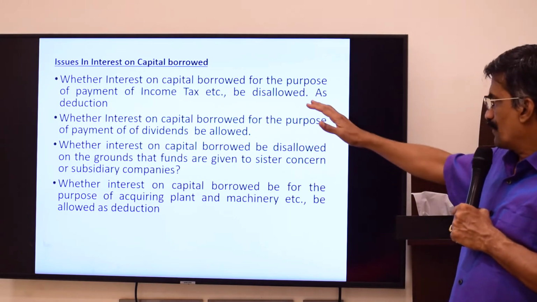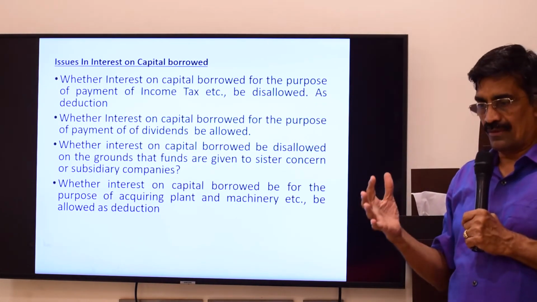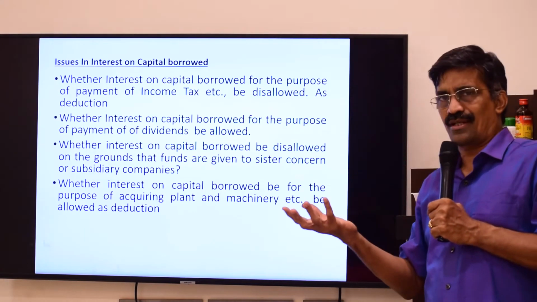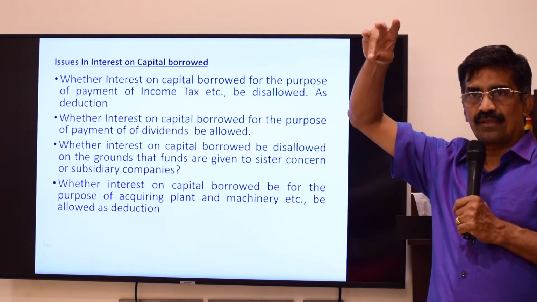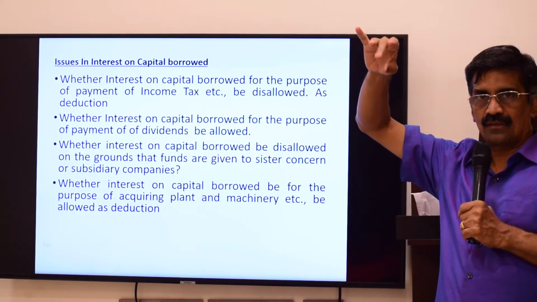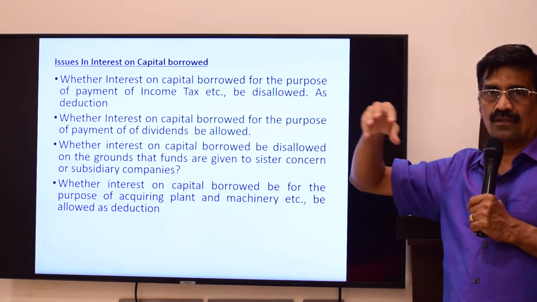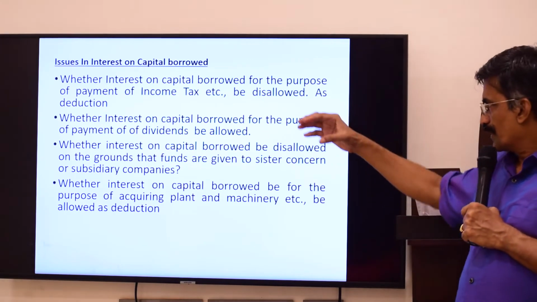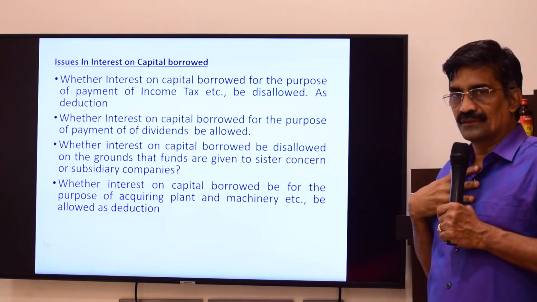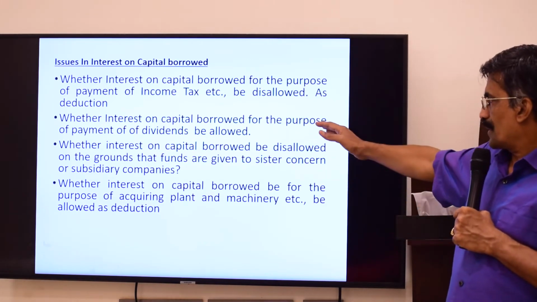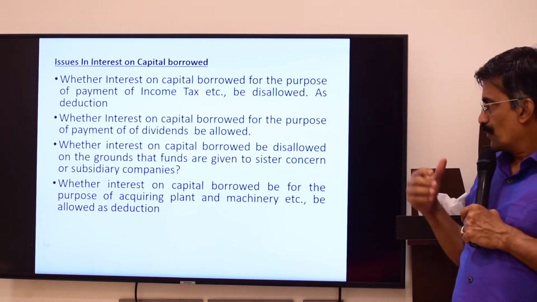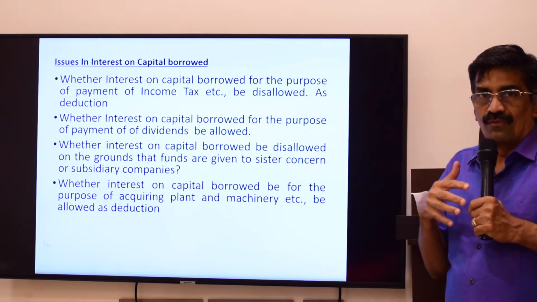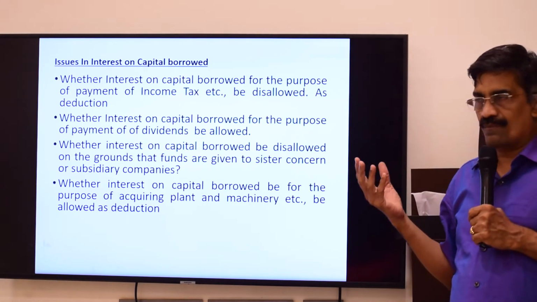Second point. If you take a loan for the purpose of payment of income tax or advance tax, you cannot claim it as a reduction, because that is not the purpose of business. Remember the three conditions: payable for the purpose of business or profession. Can I say income tax is my business? That's the question. Go to the second one, dividends. Somehow the courts have accepted the concept. If you take a loan for the purpose of payment of dividends, it will be allowed as a reduction.